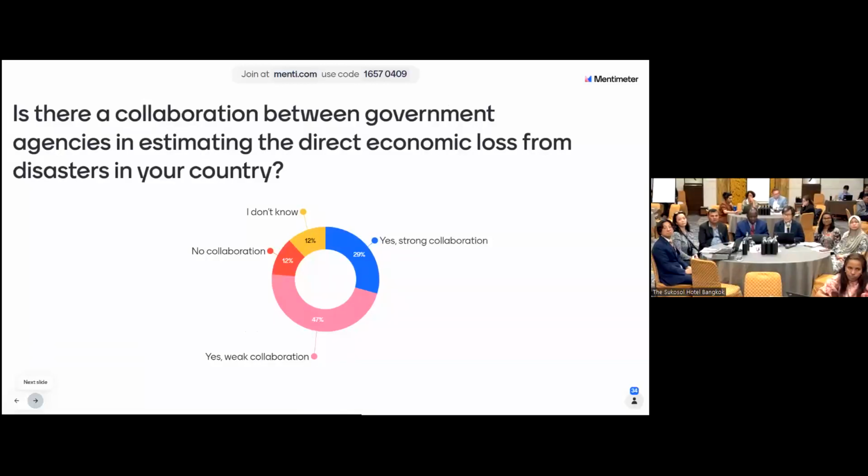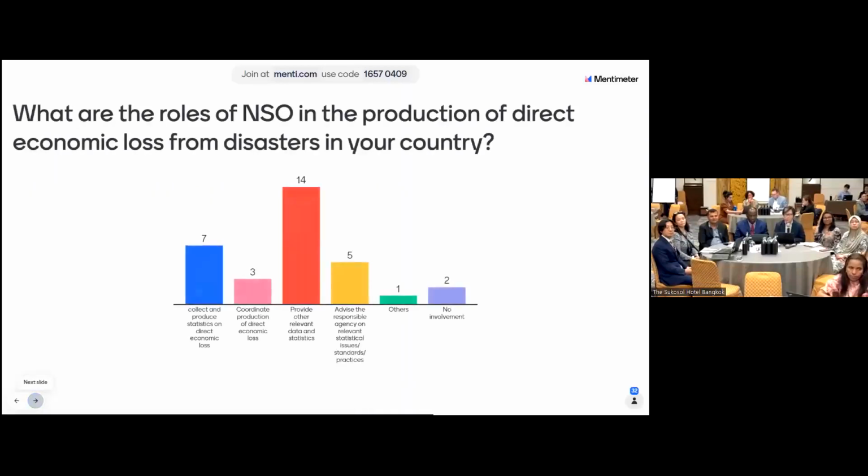The third question: is there collaboration between government agencies in this area? Usually we say yes, but quite weak. That's an area of improvement that we can look into. But again, if we look at the chart, a quarter of respondents say yes, there's strong collaboration. That is actually very good news. Then the next question touches upon the role of the NSOs in this area of statistics. For most of the responses, it is to provide relevant data and statistics.